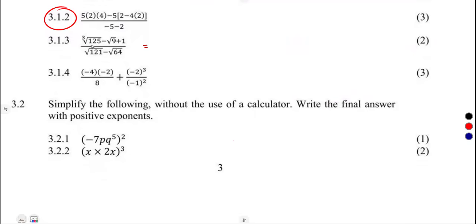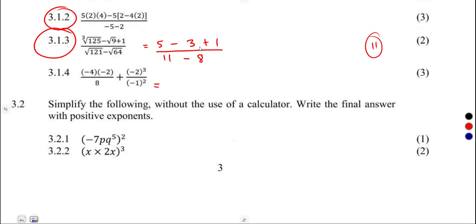All right. What is the cube root of 125 on 3.13? The cube root of 125 is 5, minus the square root of 9, which is 3, plus 1. The square root of 9, the number that multiplies itself to give us 9. All right. Over the square root of 121, that's from 11 times 11. All right. Minus the square root of 64, which is 8.